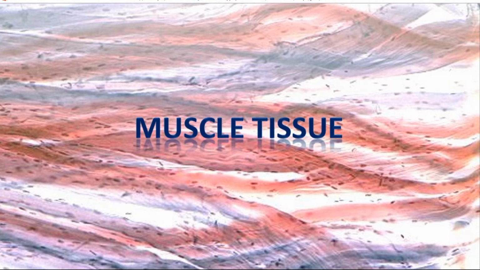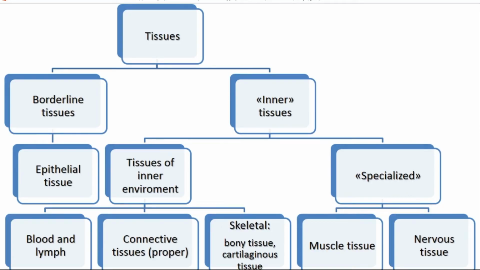Students, today we'll talk about muscles and muscular tissue. And let's revise the classification of all tissues. You already know that tissues are classified into body-line tissue, epithelial tissue, which provides a border between inner and outer environments, and inner tissues. We have tissues of the inner environment, or connective tissues, which include blood and lymph, connective tissue proper and skeletal tissues, and also we have special types of tissues, or specialized tissues, which provide special features, special functions, and they include muscle tissue and nervous tissue.